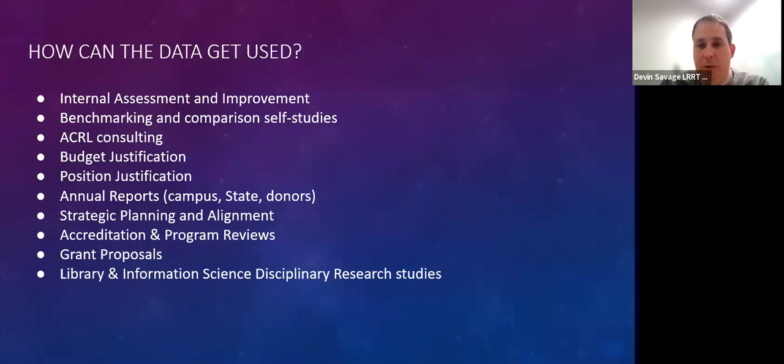And the data can get used in a variety of ways, and has been used in a variety of ways: assessment, accreditation, peer comparison, annual reporting, planning and alignment, and importantly for this group, library and information science disciplinary research studies. There's a really rich vein of data here that probably doesn't get used as often or as usefully as it could. But Jeanette is going to talk a little bit about some of the ways that you can do that.